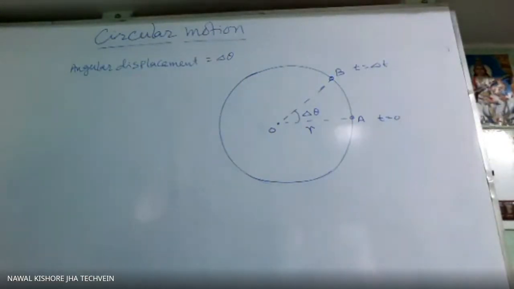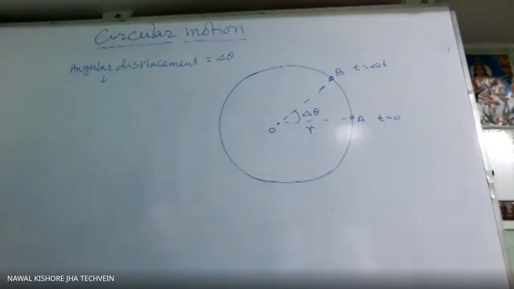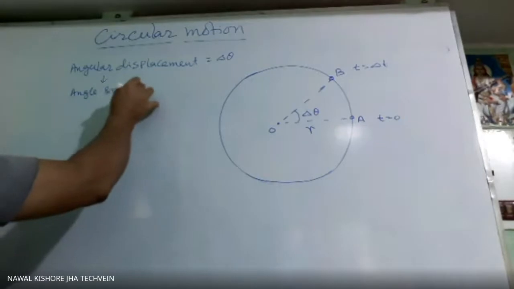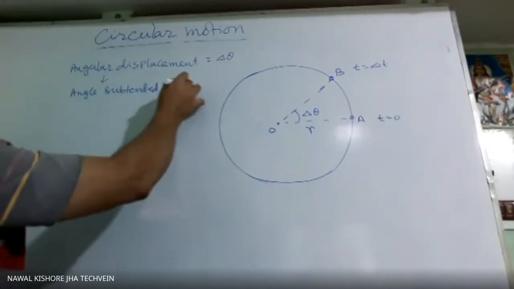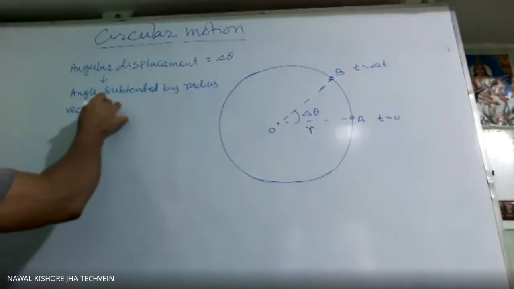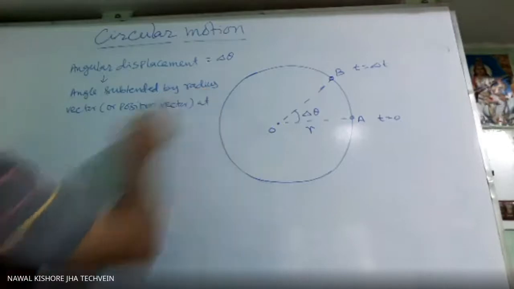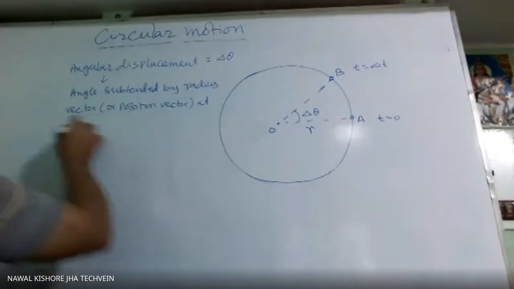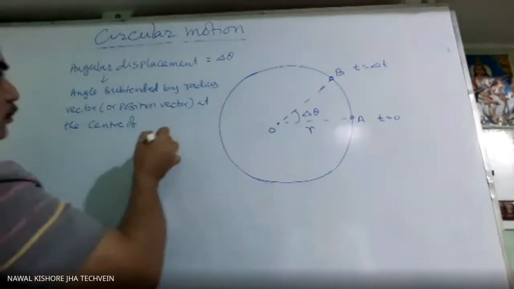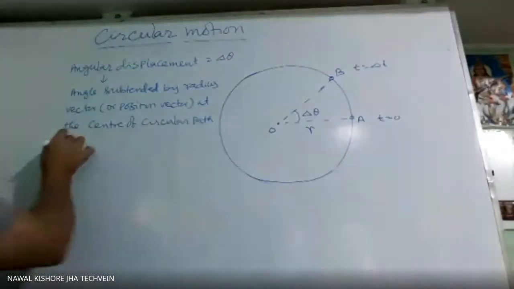So the angle subtended by the position vector or radius vector at the center of the circular path during a certain interval of time, whatever the time may be.